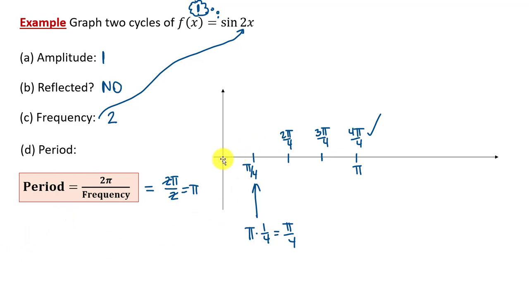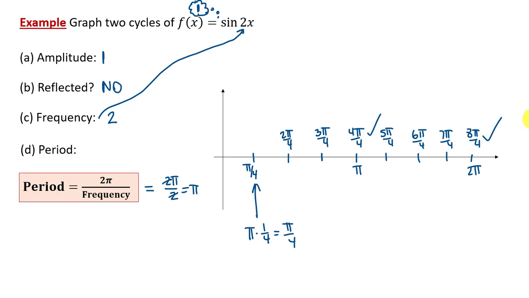And then I need to continue because I need 2 cycles. Well, I have an option of going to the left and labeling the negative values and producing a cycle to the left of the y-axis. I'll continue to the right just for the practice's sake. Since the period equals pi, the second cycle ends at 2 pi. Pi plus pi gives me 2 pi. I will split that into 4 equal parts as well, and continue counting. 4 pi over 4 plus another pi over 4 is 5 pi over 4. Then it's 6 pi over 4, 7 pi over 4, 8 pi over 4, which is 2 pi. Okay, that checked.